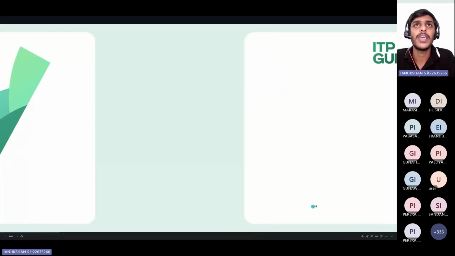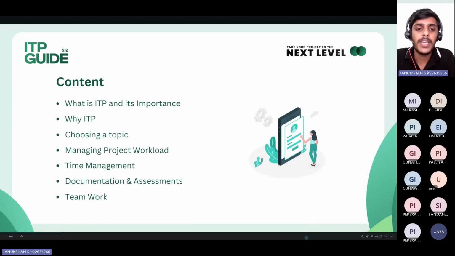So today we will be discussing what is ITP and its importance, how you can get a good grade in it, and why ITP, about choosing the topic, also managing the project workload and time management. Also, we'll go through documentation and assessments, and also teamwork.